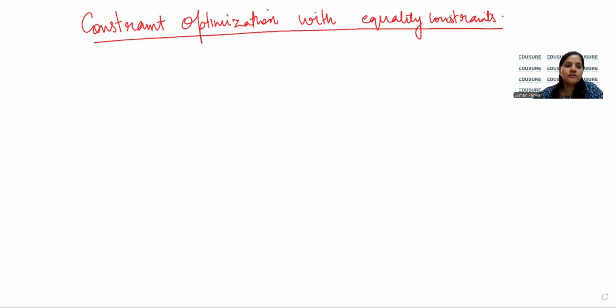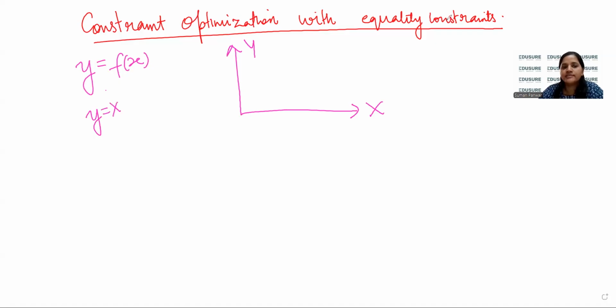So first of all, we all know that whenever we have a function of one variable, when y is a function of one variable, we always got a two-dimensional figure, which was very easy to observe. For example, if we had y equals x, we had a situation like this. It was very easy to see.